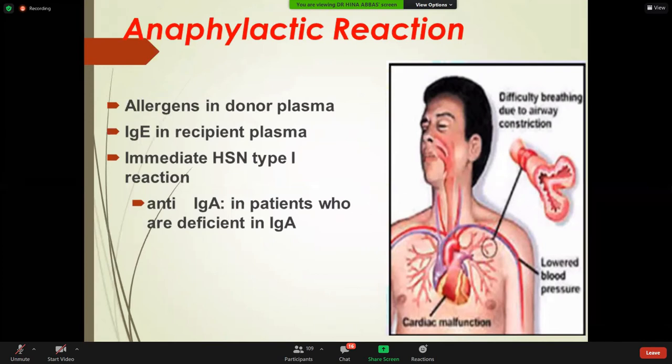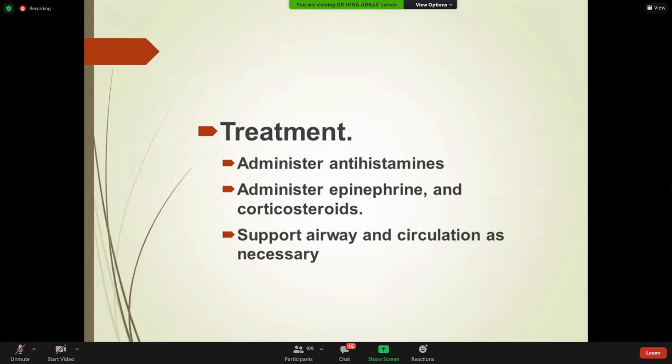The patients who are IgA deficient have anti-IgA. Very rare, 1 in 18,000. These patients are IgA deficient, and these IgA deficient patients have anti-IgA antibodies in their plasma. So they react with the IgA in the donor plasma. Mostly in anaphylactic reactions, you should investigate the patient for IgA deficiency.